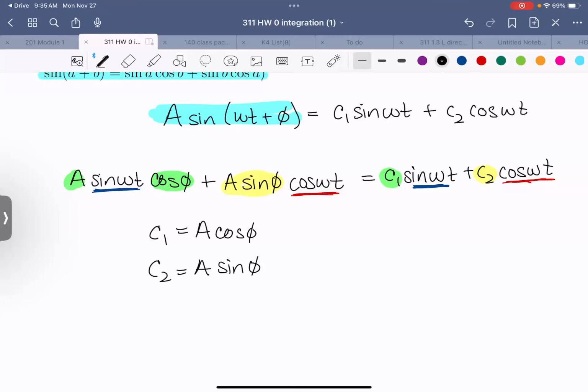And now I'm trying to solve a system of two equations and two unknowns. Now, if I were given A and phi, I could easily use this set of equations to find your C1 and C2. Problem is that we're really going the opposite way, because you're going to find C1 and C2 using the initial conditions that we're going to provide, and I'm going to then ask you, what's the amplitude and the phase shift? So your objective is, given C1 and C2, how do you find A and phi?